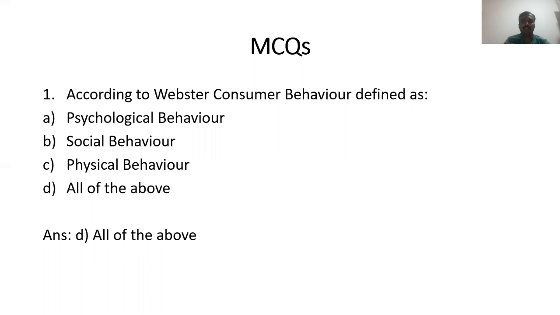Out of these meanings and definitions, I have prepared some MCQs so that the concepts can be cleared. So let us discuss the first one. According to Webster's, consumer behavior is defined as psychological behavior. Psychological is related to mental processes, thinking processes, and even social behavior, where the customer is affected by social reference groups and social groups, and physical behavior at the time of purchase. So all these constitute consumer behavior according to Webster.